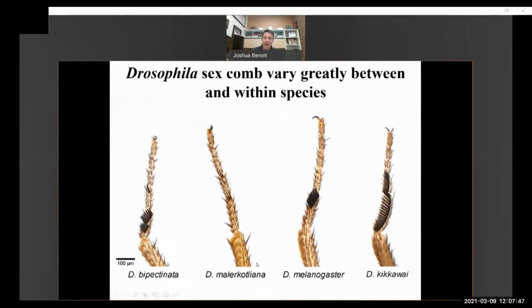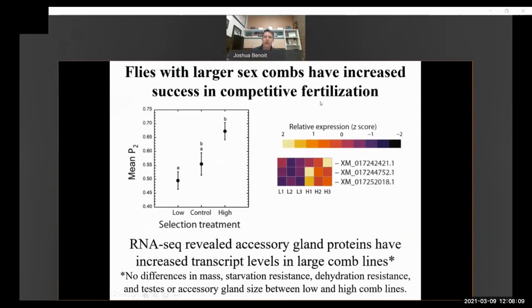To emphasize how important this is to Drosophila biology, there is a lot of variation in these from species to species. Some have medium size, some have very small sex combs, some have no sex combs, some have larger sex combs, and some have these massive ones. So there's a wide variety of these in fruit fly species in nature. The first thing we saw is that the ones with larger sex combs, denoted by high, have a higher success in competitive fertilization. That was really interesting to us. So it seemed bigger combs, more competitive fertilization.